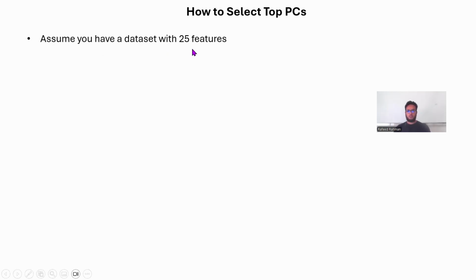Now, you have all your pieces. Now, how do you select your top pieces, right? How do you select your top principal components? Because there will be some principal component axes where there is very little variance, so you don't really need to keep those. So how do you do that? Let's see through an example. Assume you have a dataset with 25 features. So obviously we'll have 25 PC axes after you do the eigen decomposition.